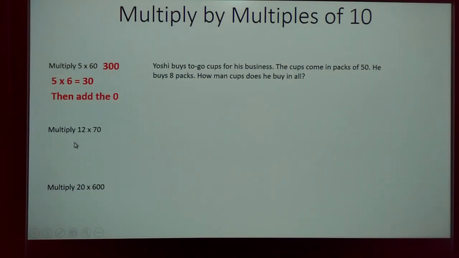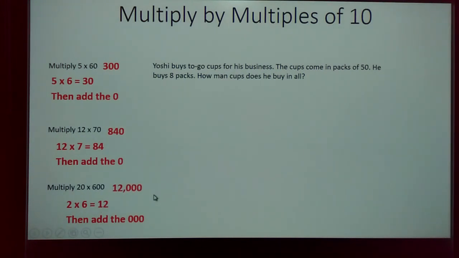Now let's look at this one here, 12 times 70. Okay, you want to multiply the 2 digits, 12 times 7 is 84, and then you add the 0, and you get 840. Now, this one right here, 20 times 600, you want to multiply the 2 digits, 2 times 6, which is 12, and how many zeros do you see in the problem? I see 3 zeros. Then you add the 3 zeros to 12, and that gives you what? 12,000. And remember, anytime you have more than 3 digits in a number, you always have a comma after the first 3 digits, and so on.